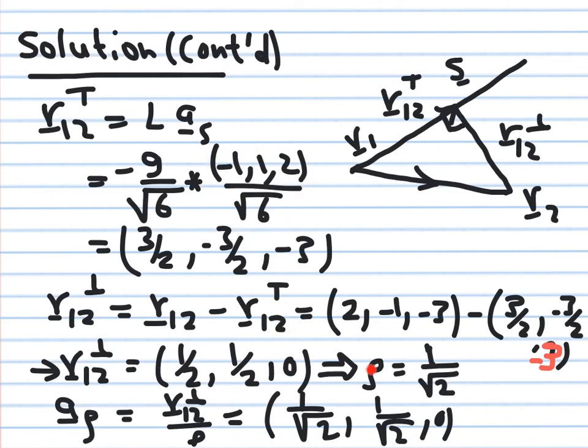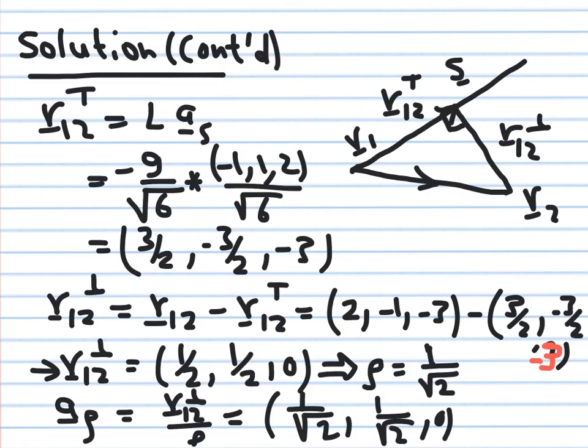So now we know what rho is, because rho is nothing but the length of this vector. So the length of this vector is the square root of 1/2 squared plus 1/2 squared. So it is square root of 1/4 plus 1/4, square root of 1/2. So it's 1 over square root of 2. So this length here is 1 over square root of 2, what we call rho.